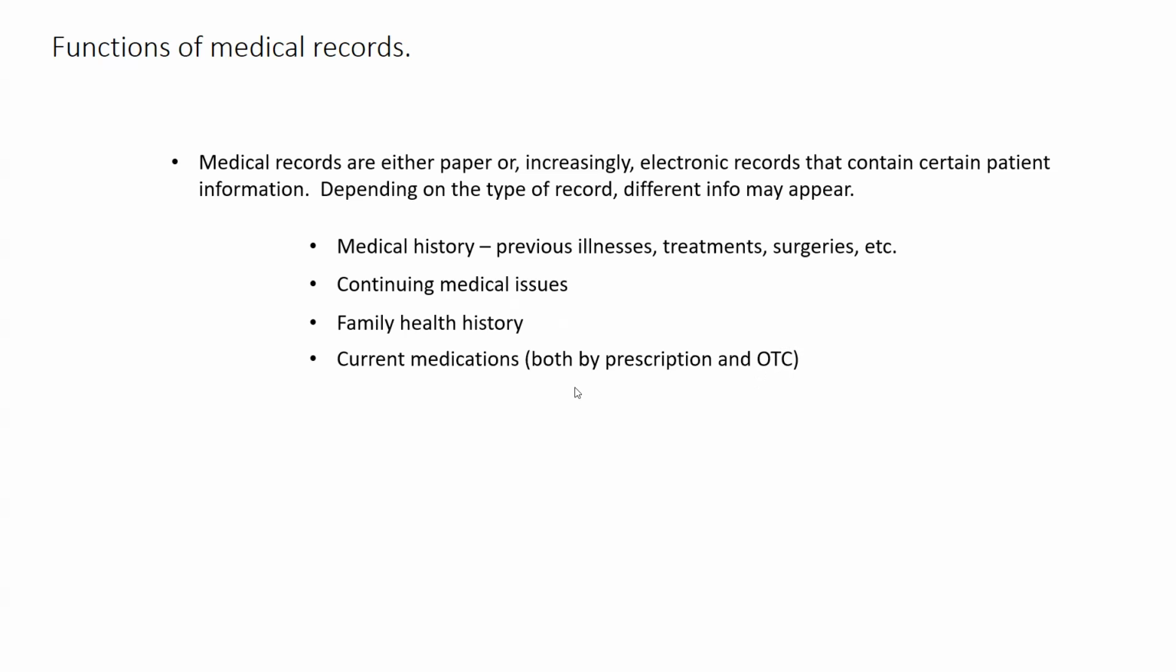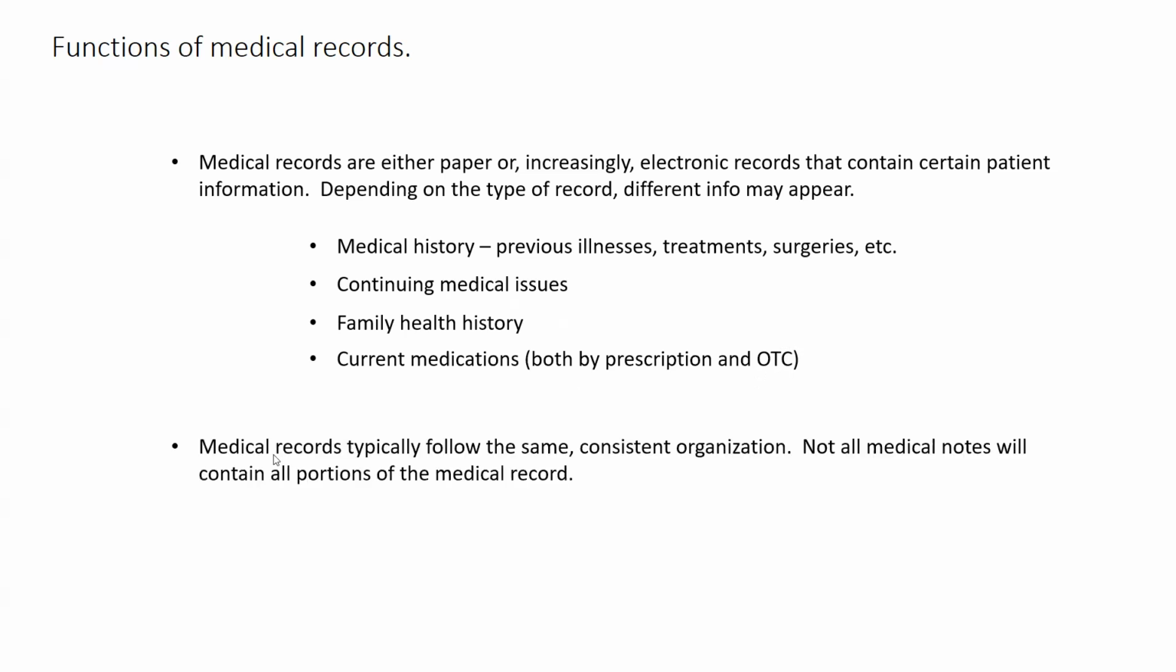Medical records have a set organization that they follow so that each medical professional that sees that patient knows where to go in the medical record to find the information they need at that moment. Not all medical records will have all of the information. For example, a prescription is technically a medical record, but it's not going to contain the medical history or continuing medical issues or family health history. It's just going to say how much and how often this person needs to take that medication. A lot of medical records will have most of these sections to them.